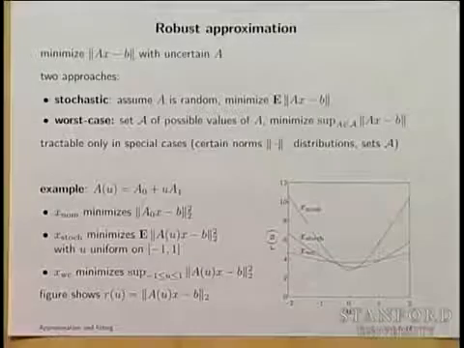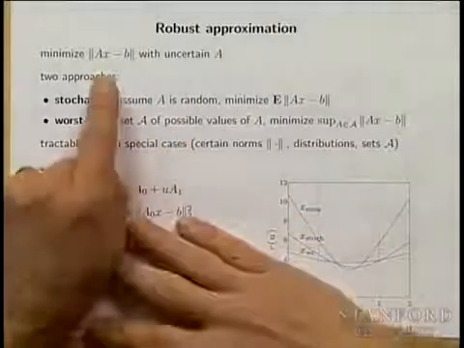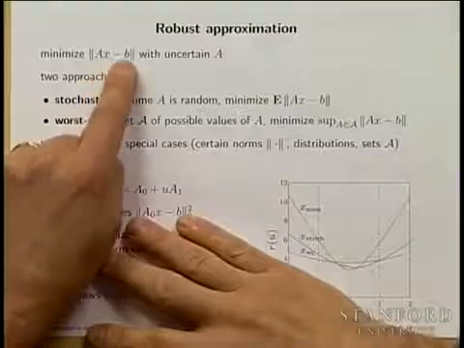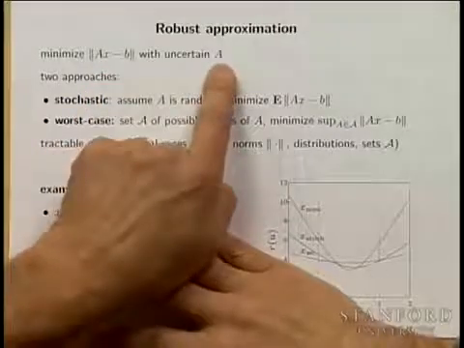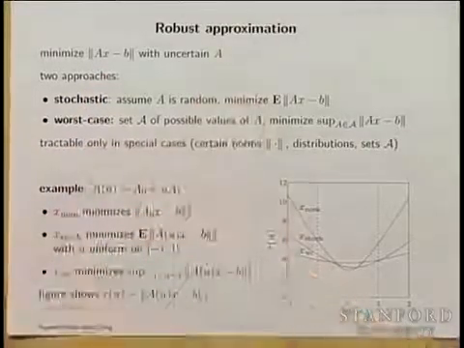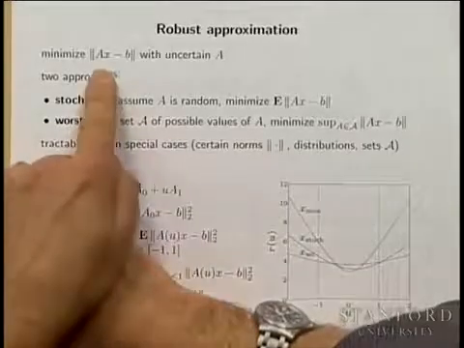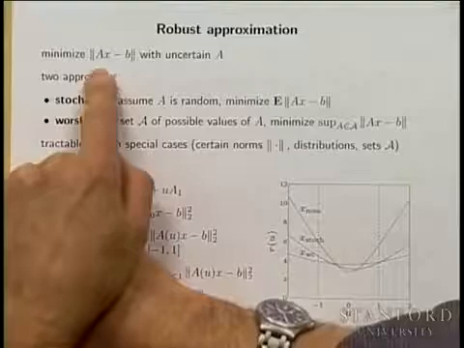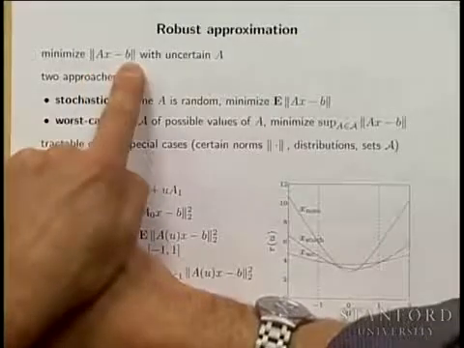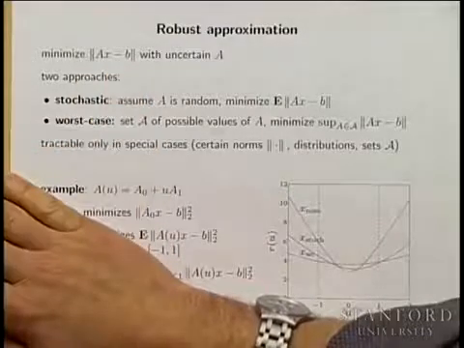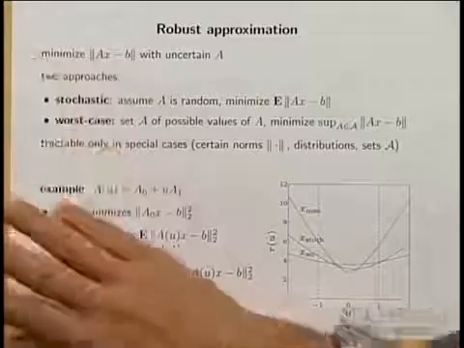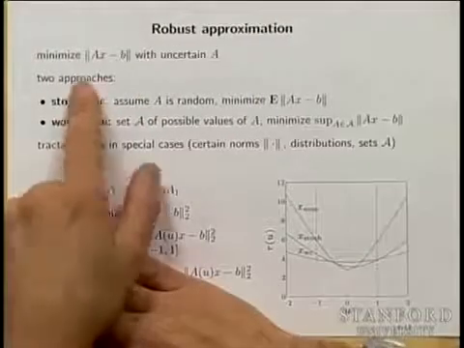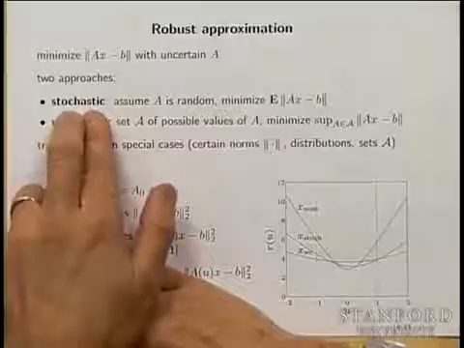The next topic is robust approximation. So here, you want to minimize the norm of AX minus B, but the problem is that you don't know A. And there are lots of models for this. One is stochastic, so you could assume A has a probability distribution. By the way, same for B. Actually, in a sense, we've already assumed B has a probability distribution. That's what this norm is dealing with. But here, we could assume A has a probability distribution.